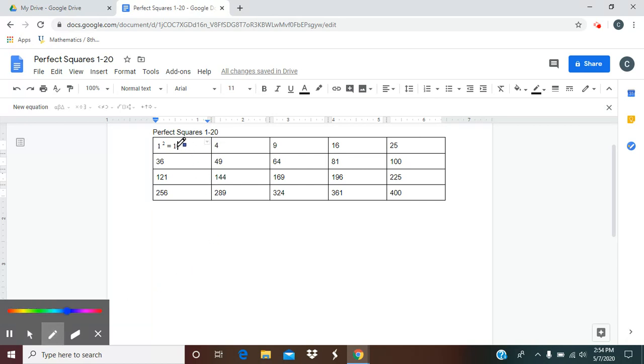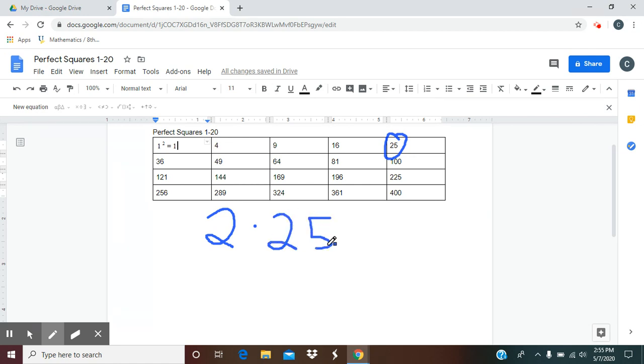So as I'm going down the list, 1 is obviously a factor of all of them, so we don't count 1. I cannot divide 50 by 4 evenly. That would not work. I cannot divide 50 by 9. That would not work either. I cannot divide 50 by 16. But I can divide 50 by 25. That will work because 2 times 25 equals 50. So those are factors.